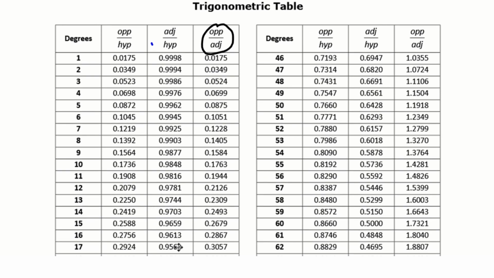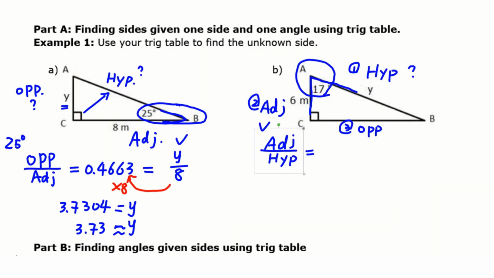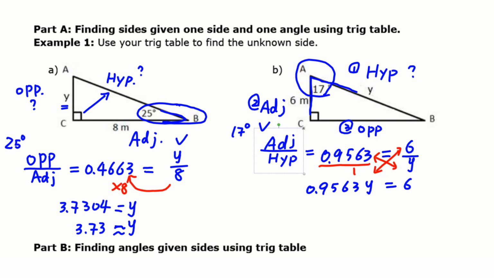It's 0.9563, this one. So we go back. 0.9563, this is for 17 degrees. Then equals, sub in the adjacent is 6. Our hypotenuse is y. And for this one, the y is at the denominator. We want to use a cross multiply. So we are going to have 0.9563 times y equals 6 times 1.